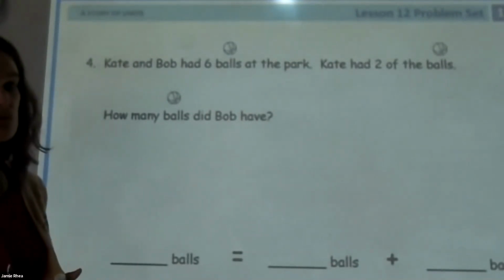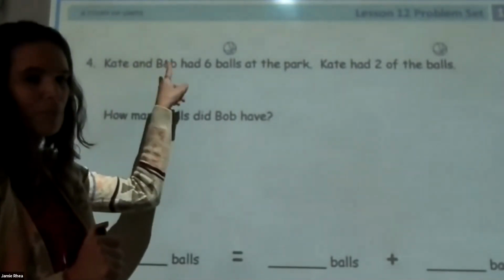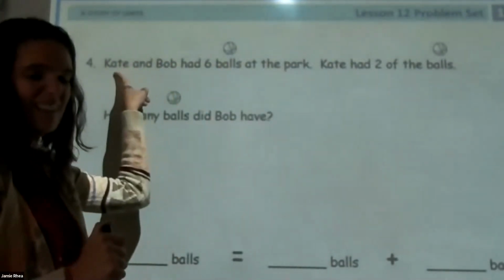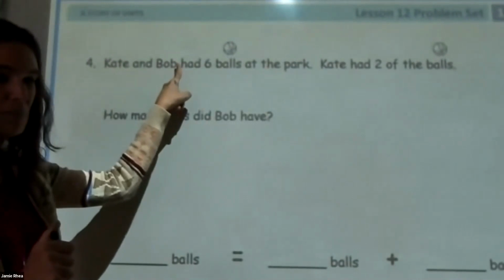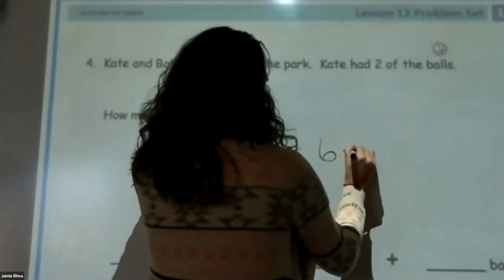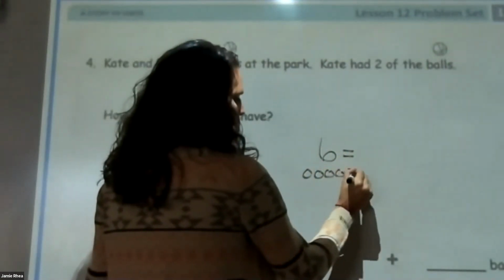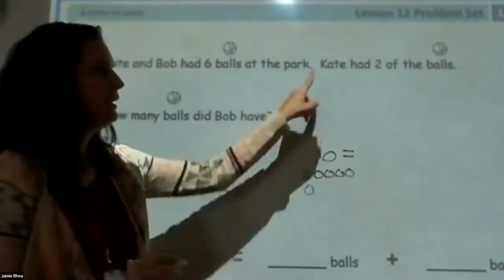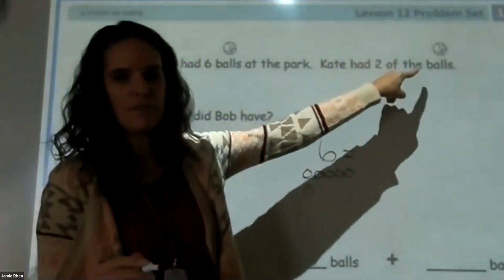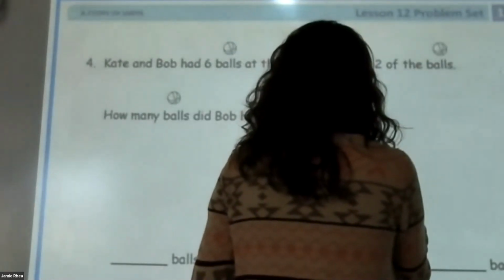Well, I'm going to draw out a picture to help me. I know that Kate and Bob had 6 balls at the park. It tells me Kate and Bob, so that's my total. 6 will be my total. I'm going to draw out 6. 1, 2, 3, 4, 5, 6. Kate had 2 of the balls. We know that Kate only had 2. 1, 2.